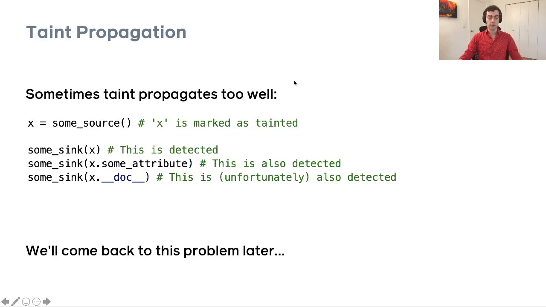Sometimes, though, we can end up propagating taint too well. So if we say this entire object X is tainted, then if we put X into some sink, Pysa is going to detect that. If we put an attribute from X into a sink, Pysa will also detect that. If, however, we put a totally innocuous attribute, such as the double underscore doc attribute, which is basically the documentation string that would appear on a class or a function, that too is going to be detected. So sometimes we can get false positives like this, and this is something that we're going to come back to later.